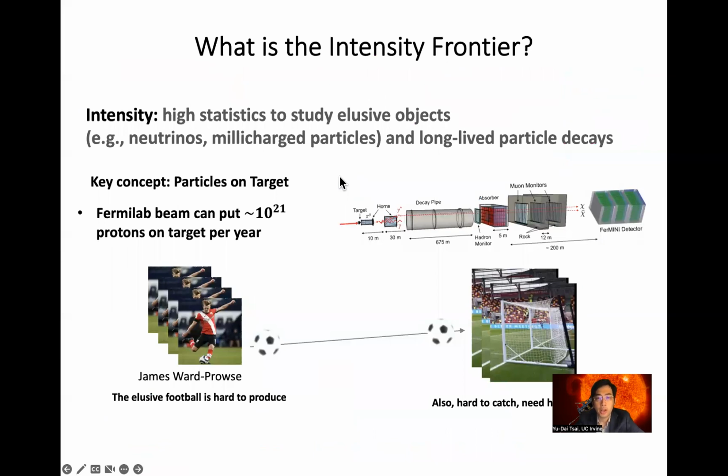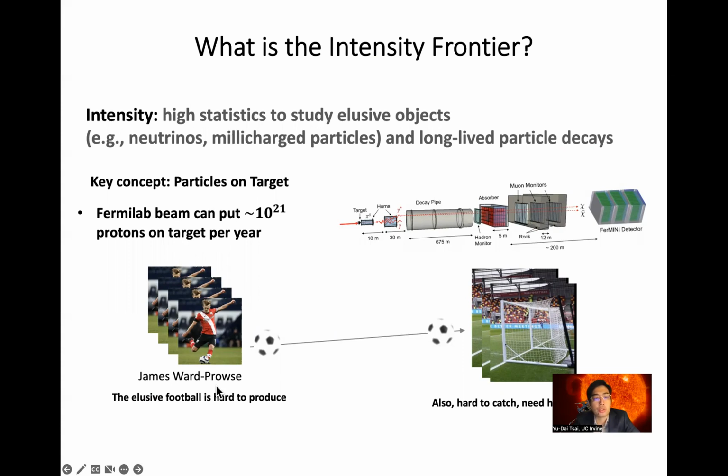Okay, so let's talk a little bit more about the title. What do I mean by the intensity frontier or intensity studies? Intensity simply in our context means high statistics to study elusive objects. These include neutrinos, millicharged particles, and long-lived particle decays. And the key concept would be putting a lot of particles on target. For example, the Fermilab beam can put 10 to the 21 protons on target per year.